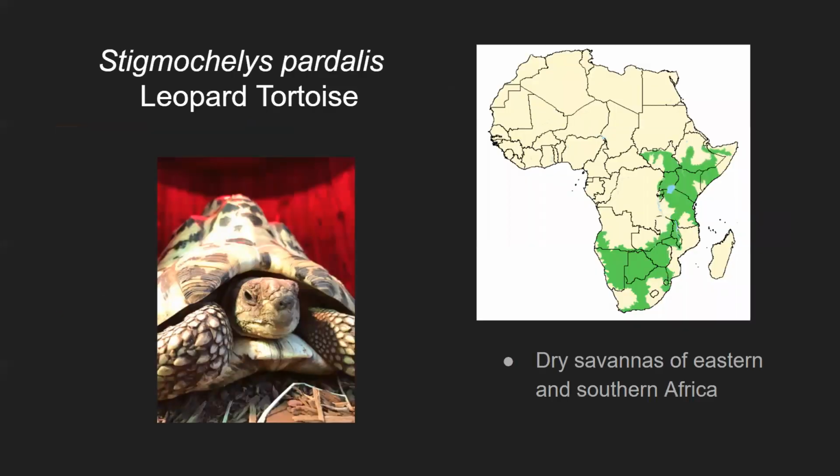All right, our first tortoise. All right, Stigmochelys pardalis. That is the leopard tortoise. These guys are native to Africa. All right, Eastern and Southern Africa, different ranges. So they like the dry savanna grassland areas. And they are a very pretty colored tortoise. That's why a lot of people like them. They have very, very pretty colorations, definitely pretty patterns on them.